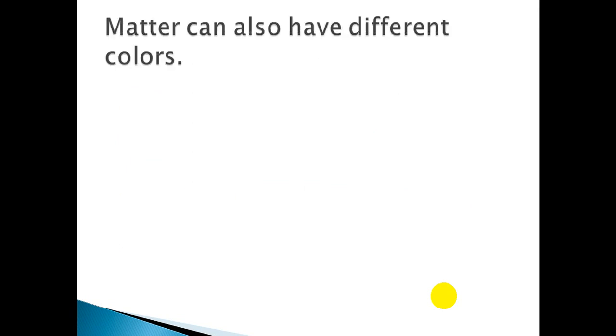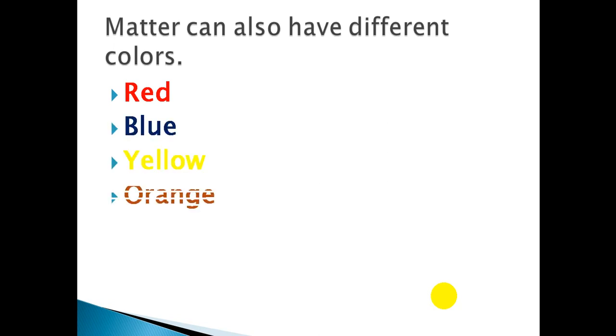Another property of matter is that they are different in colors. Some kinds of matter are red, blue, yellow, orange, black, pink, brown, white, purple, and many other colors. So matter are different in colors.